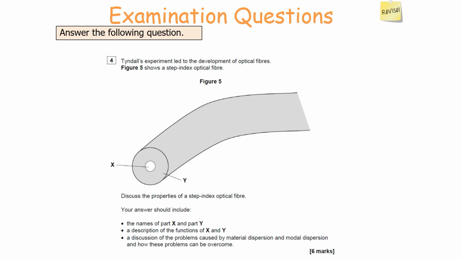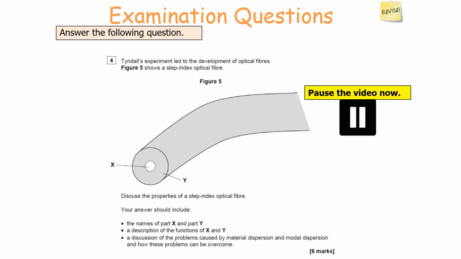Tyndall's experiment led to the development of optical fibres, and figure 5 here shows a step index optical fibre. A step index indicating that there's multiple layers in your optical fibre. Discuss the properties of the step index optical fibre. So your answer should include the names of part x and y, a description of functions of x and y, and a discussion of the problems caused by material dispersion and modal dispersion and how these problems should be overcome. So pause this video now, then unpause the video when you want to go through your answer.